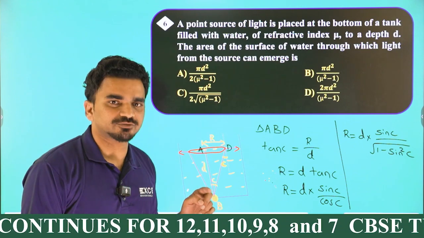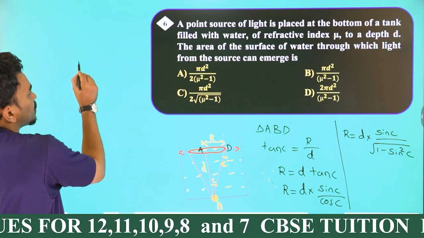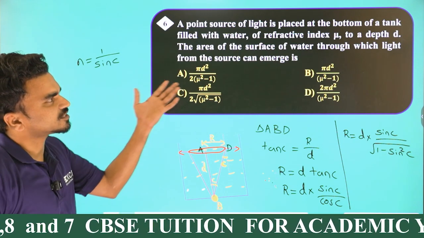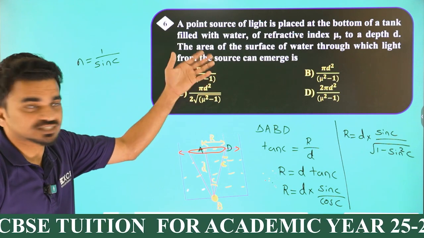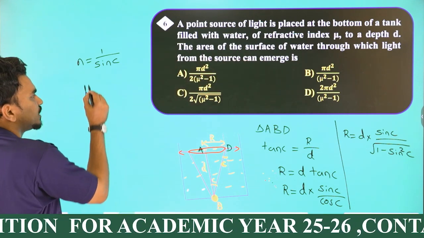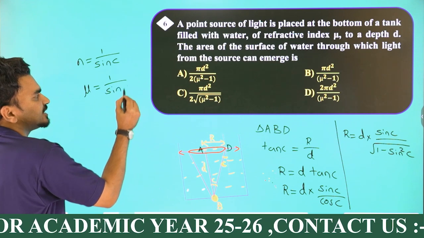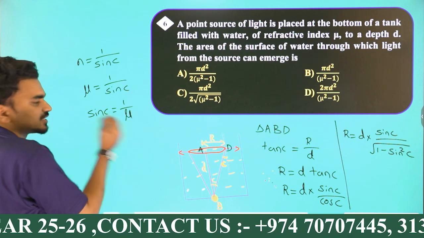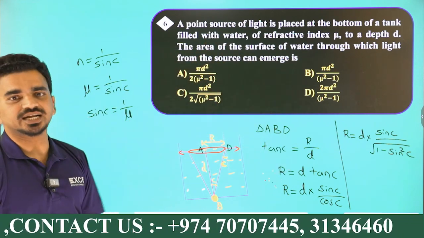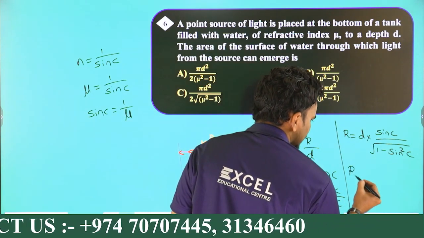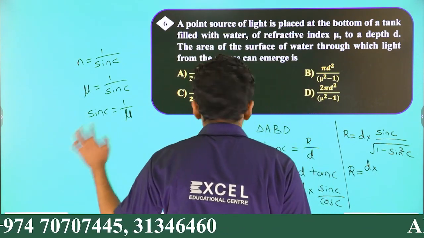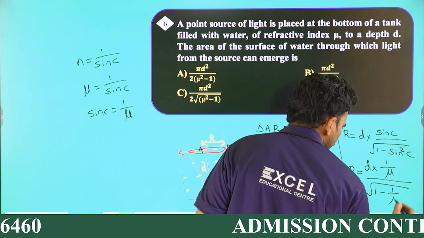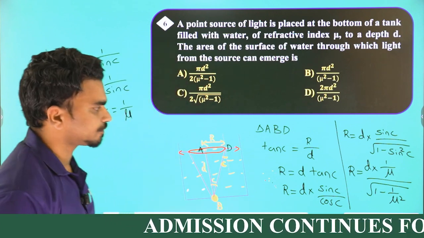Okay, why am I writing it that way? Listen, because I know one more relation: n is equal to 1 by sin C. But here they do not call n the refractive index, they call it mu. So let me turn it into their letter. Mu is equal to 1 by sin C. So what is sin C then? Sin C will be 1 by mu. Put that relation there and you will get the radius. What will you get? R is equal to D into 1 by mu divided by root of 1 minus 1 by mu square. How do we solve that?